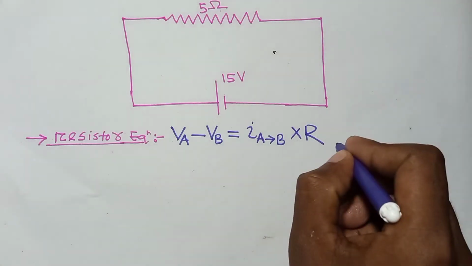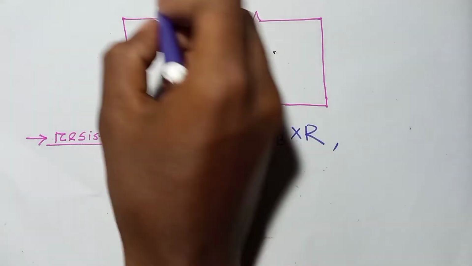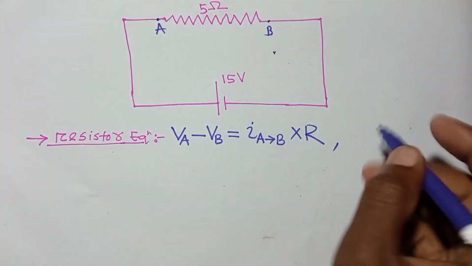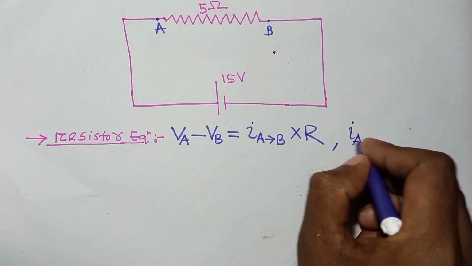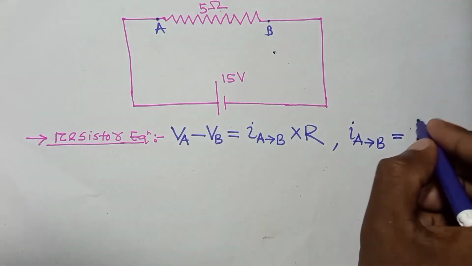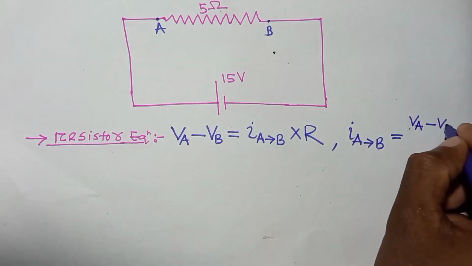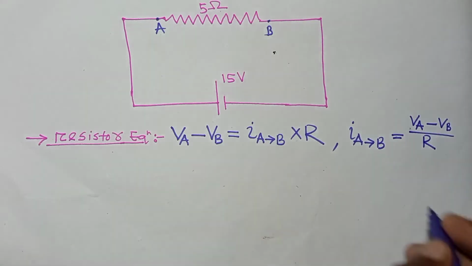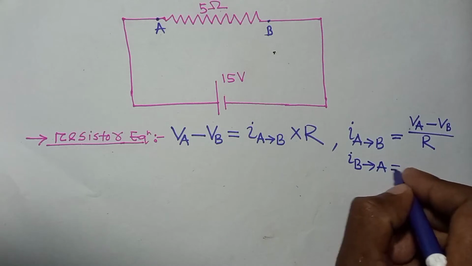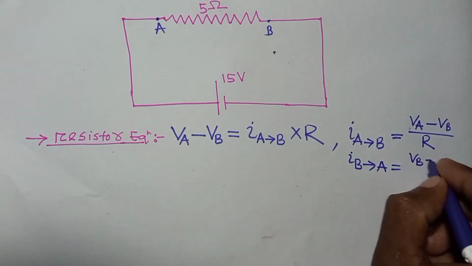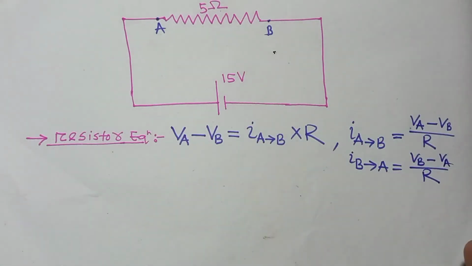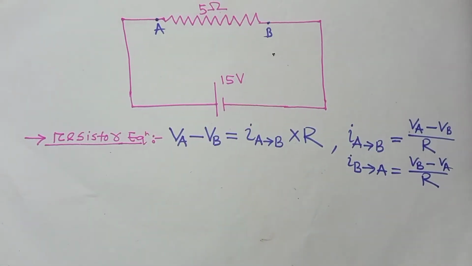In other words, if you want to find out the current from the terminal A to B, then you have to find out VA minus VB upon the resistance value. Similarly, if you want to find out the current from B to A, then you have to write the equation as VB minus VA upon the resistance value. This is very important.